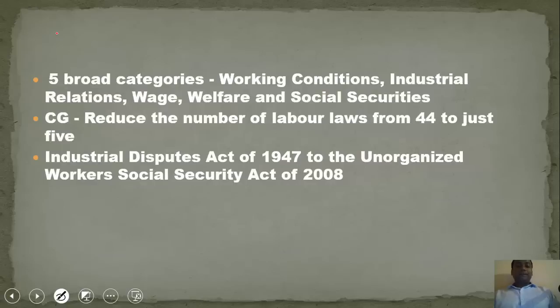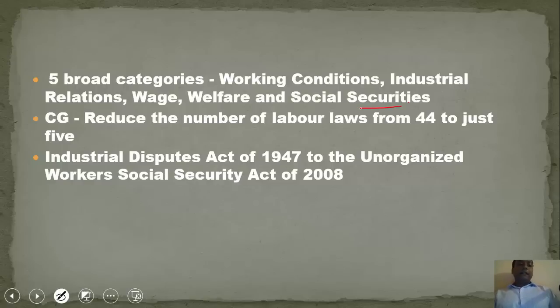Now coming to labor law categories, there are 5 broad categories on which articles were made in the Constitution. First is working conditions of workers, second is industrial relations, third is wages, fourth is welfare, and fifth is social security. And what does APFO come under? APFO comes under this social security.